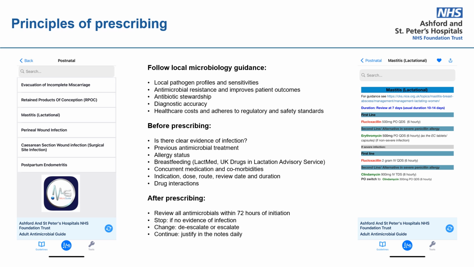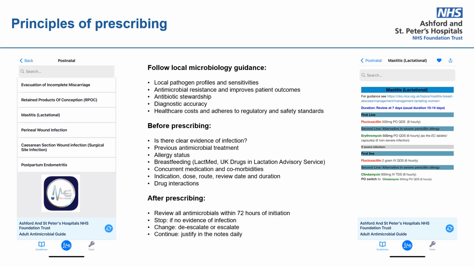There is an excellent free healthcare app called MicroGuide, which can be downloaded to your smartphones. Here you can select your individual trust's access to gain access to local prescribing guidelines. An example of the MicroGuide is shown on the slide there.